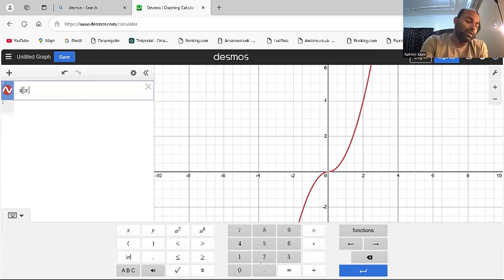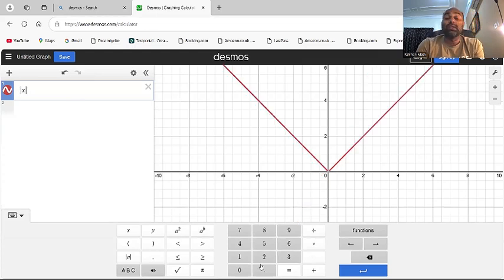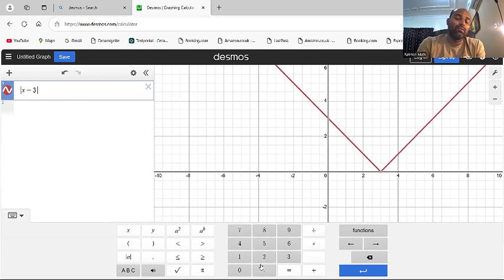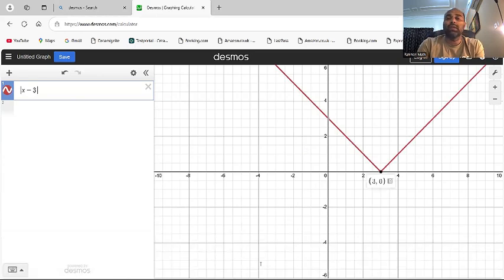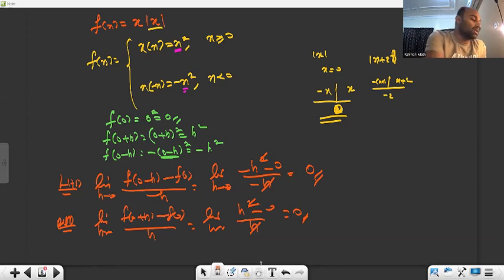But mod x alone, if it is coming, you can see it is not differentiable at x equal to 0. Okay, just try to understand. Don't make mistakes. Everything try to understand. So LHD equal to RHD. Therefore, f of x is differentiable at x equal to 0.